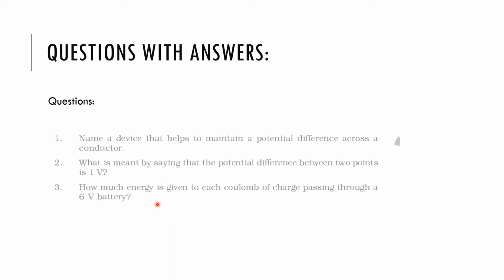Third one: how much energy is given to each coulomb of charge passing through a 6 volt battery? Energy or work done is asked. Charge is 1 coulomb, potential is 6 volt. Which formula will you use here? First you have to write the given data and what is asked. Then you will understand which formula to be used. See here the answers.